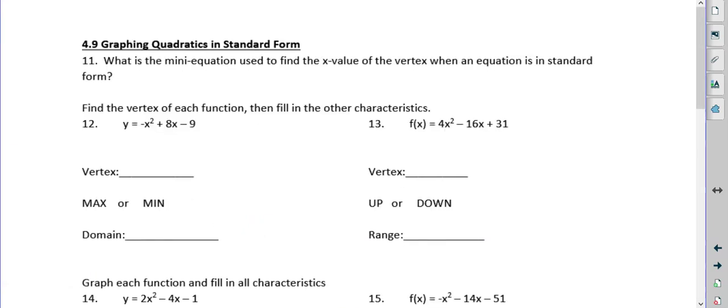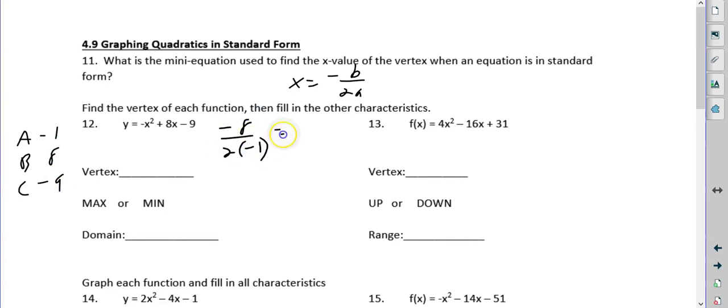All right, standard form. Okay, so remember, x equals the opposite of b over 2a. That's how we get the x coordinate. All right, so we're going to identify a, b, and c. We really only have to do a and b, really. -1, 8, -9. So opposite of b over 2 times a gives me -8 over -2, and that's +4. Okay, so we know 4 comma something.